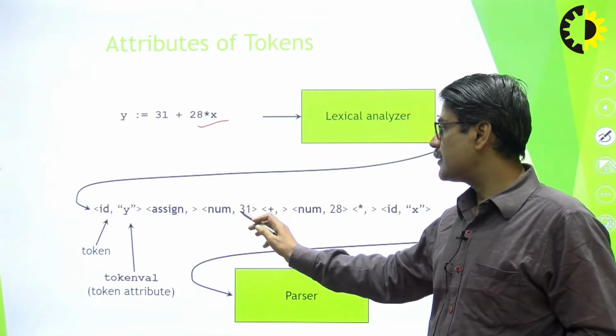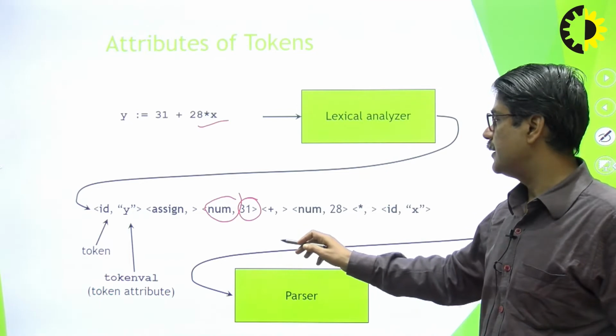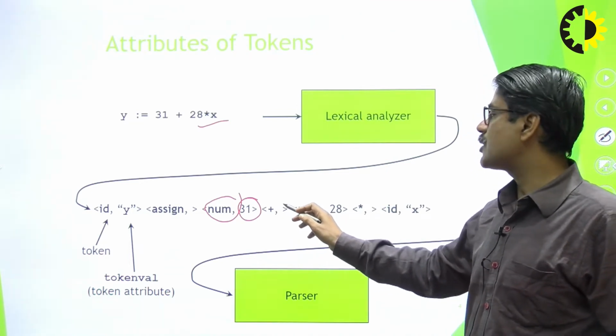You can see here that the attribute name and attribute value are both given. Then again there is an operator, and the attribute value column is blank because the operator is unique.